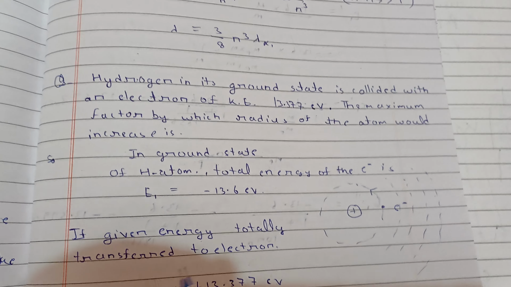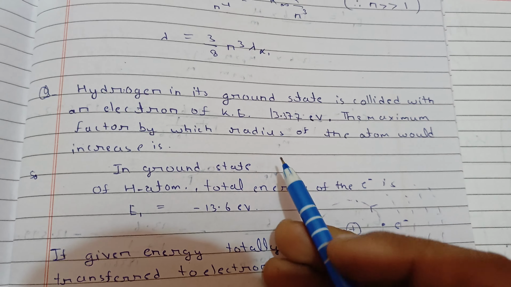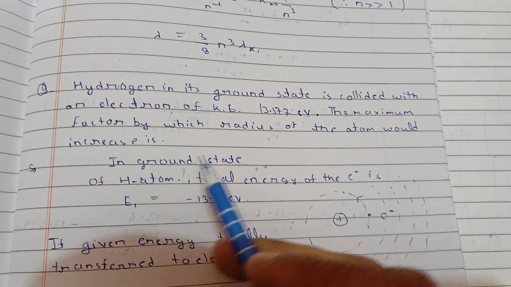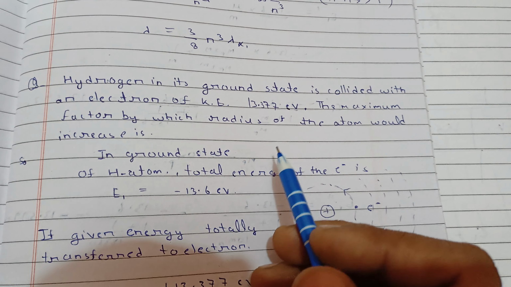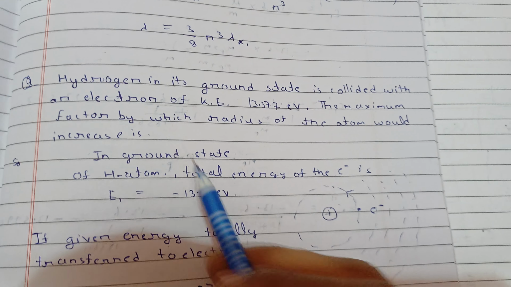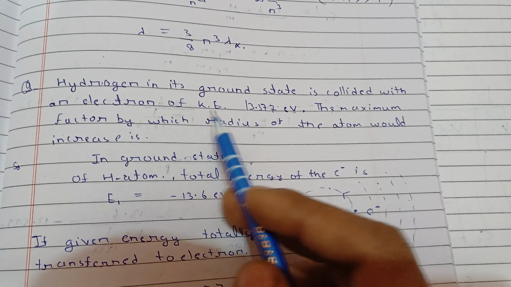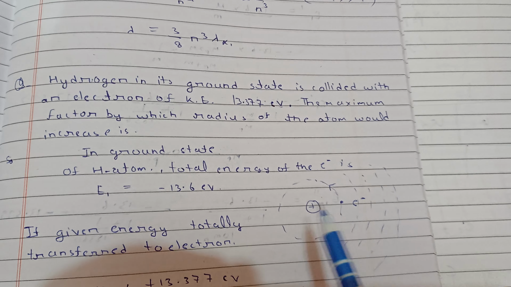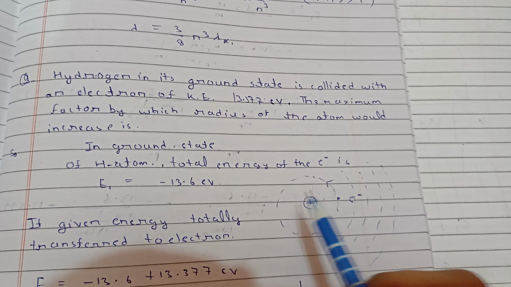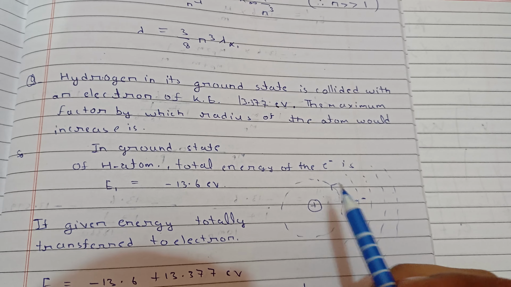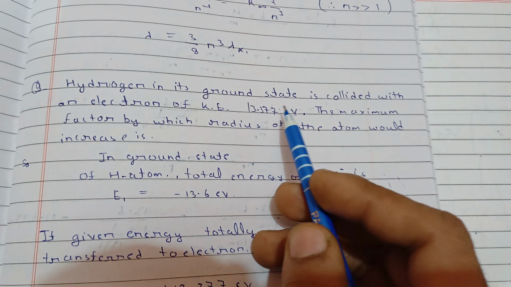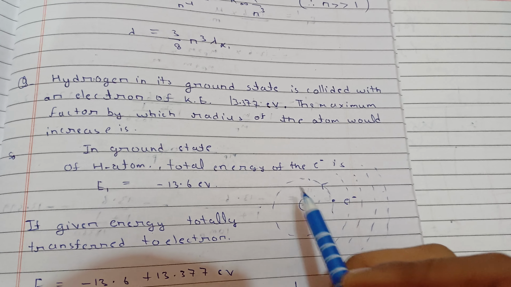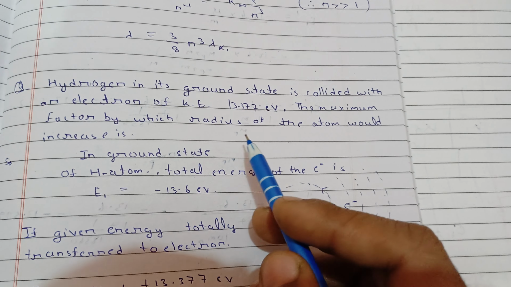Next is: hydrogen in its ground state is collided with an electron of kinetic energy 13.377 electron volt. The maximum factor by which the radius of the atom would increase. So there is this case that you have an electron having the kinetic energy of 13.377 electron volt, and it is collided with the hydrogen atom. You will see that the energy of this nucleus is very large, in terms of mega electron volt. So this electron won't affect the nucleus, but this electron in the ground state will be affected. They are asking what is the maximum factor by which the radius will increase.